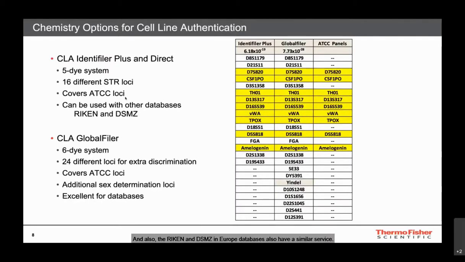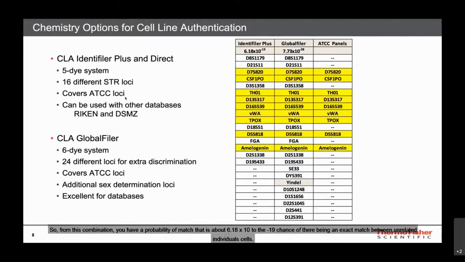And also the Recon and DSMZ in Europe databases also have a similar service. So from this combination, you have a probability of a match that is about 6.18 × 10⁻⁹ chance of there being an exact match between unrelated individuals or unrelated cells.